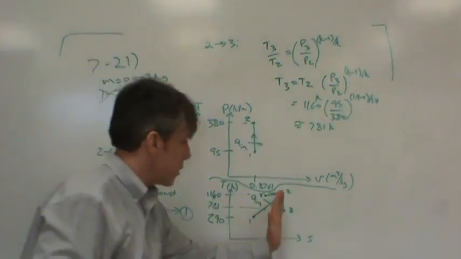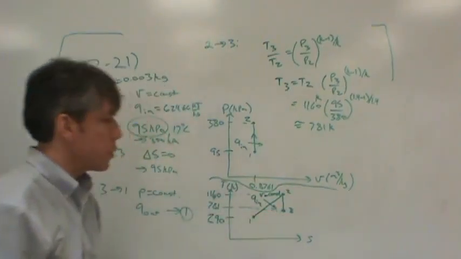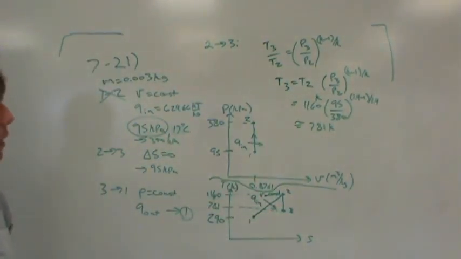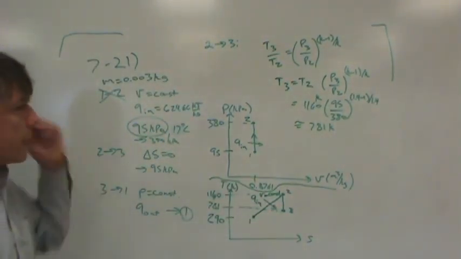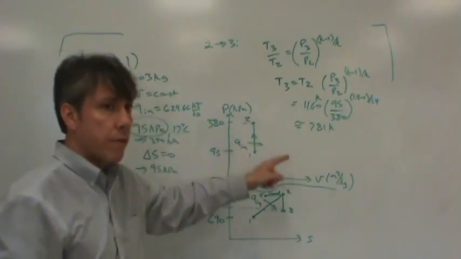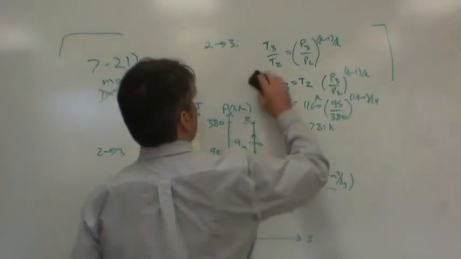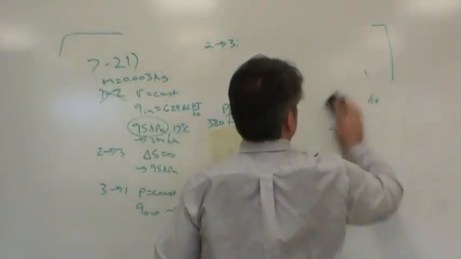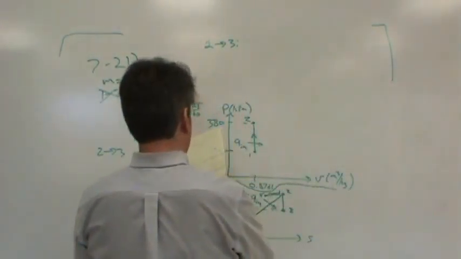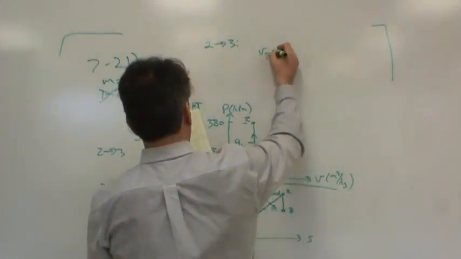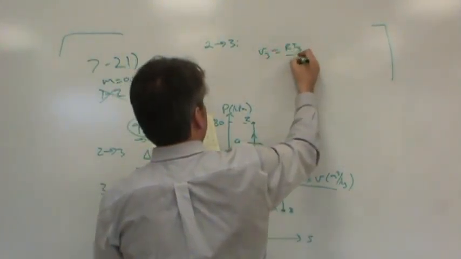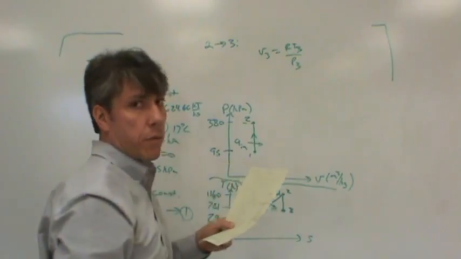It's constant entropy, so that's a vertical line. Temperature goes down, so it should be below state 2. That makes sense. Well, how about the volume? Could I figure out what happened with the volume? Well, sure. We still have the ideal gas law. The ideal gas law still holds. It would say that the specific volume in state 3 is R T3 over P3. Notice we have T3 and P3 now.